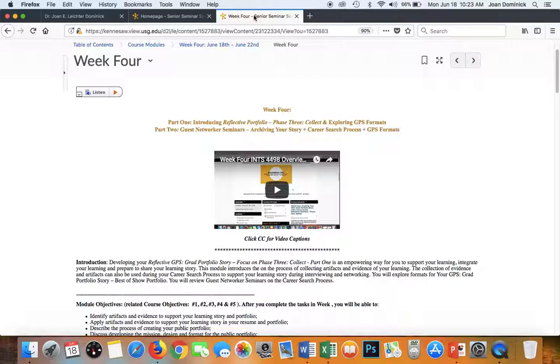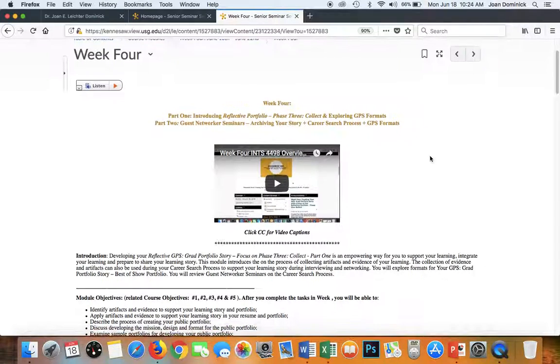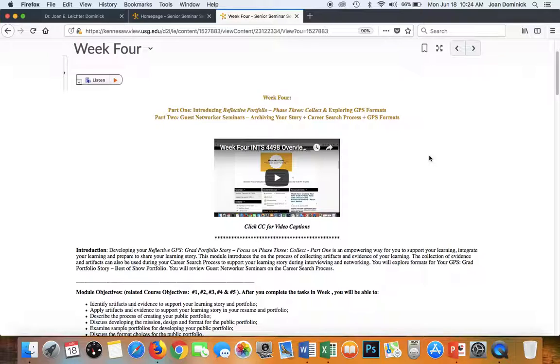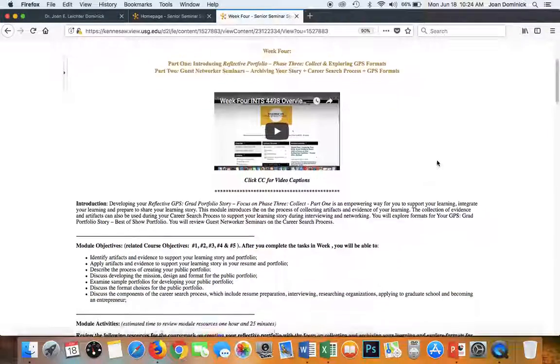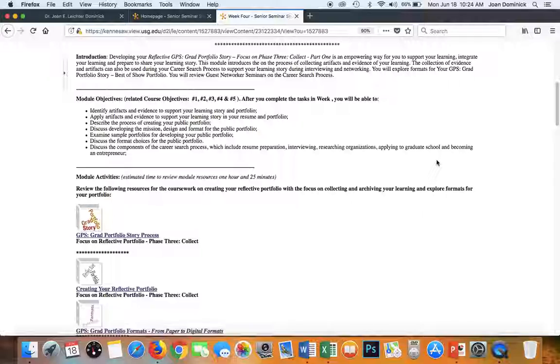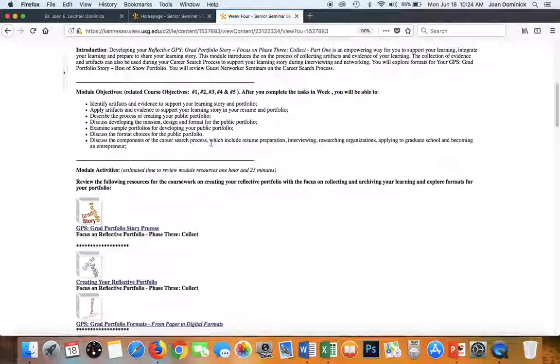Now let's go look at the module. The topic this week is 2 parts. It's introducing your reflective portfolio phase 3 collect and exploring GPS formats. Also, you will be looking at the guest networker seminars that focus on archiving your story, career search process, and the GPS format. Please review the introductions on what we are doing this week, as well as the module objectives, which correlate to the course objectives 1, 2, 3, 4, and 5.